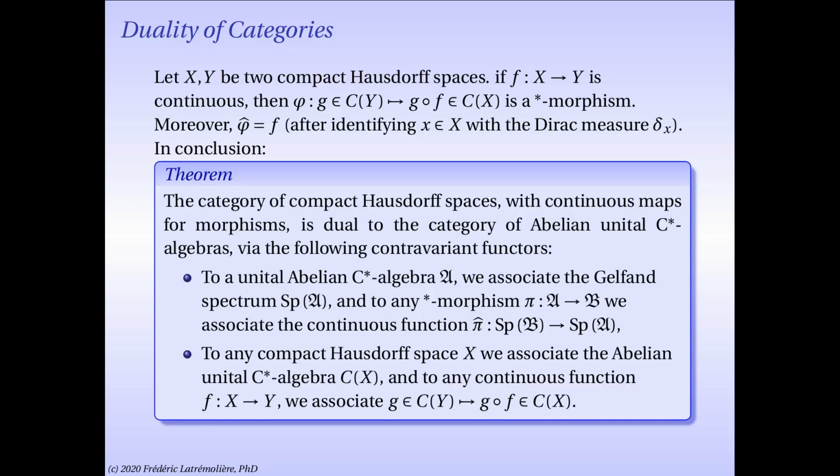Philosophically, what it means is that everything you can say on the topology of a compact Hausdorff space, you can rephrase it in a theorem about unital Abelian C-star algebras. It's the same theorem, but you can rephrase it in purely C-star algebraic terms.